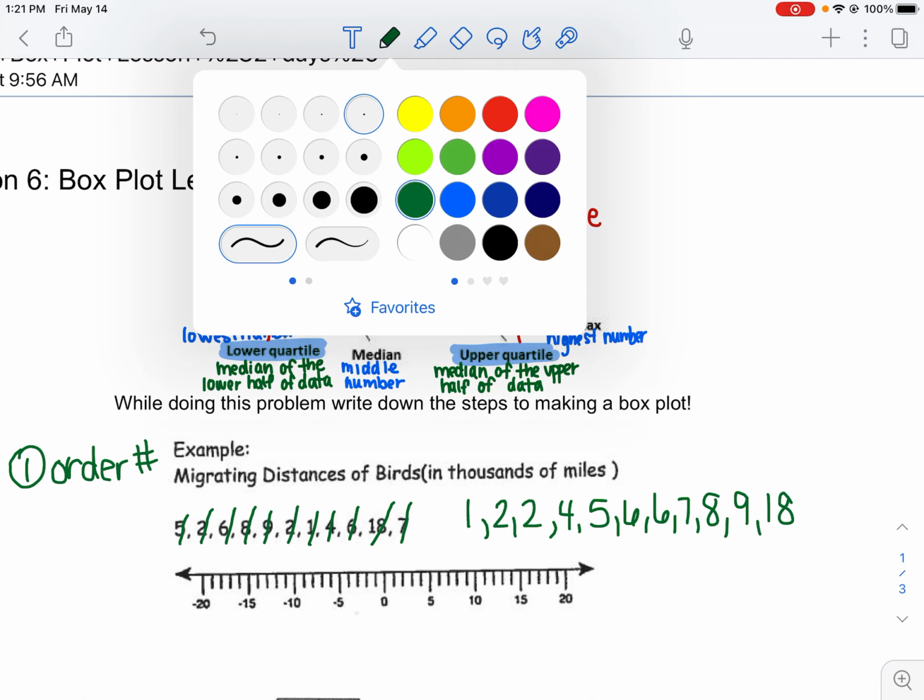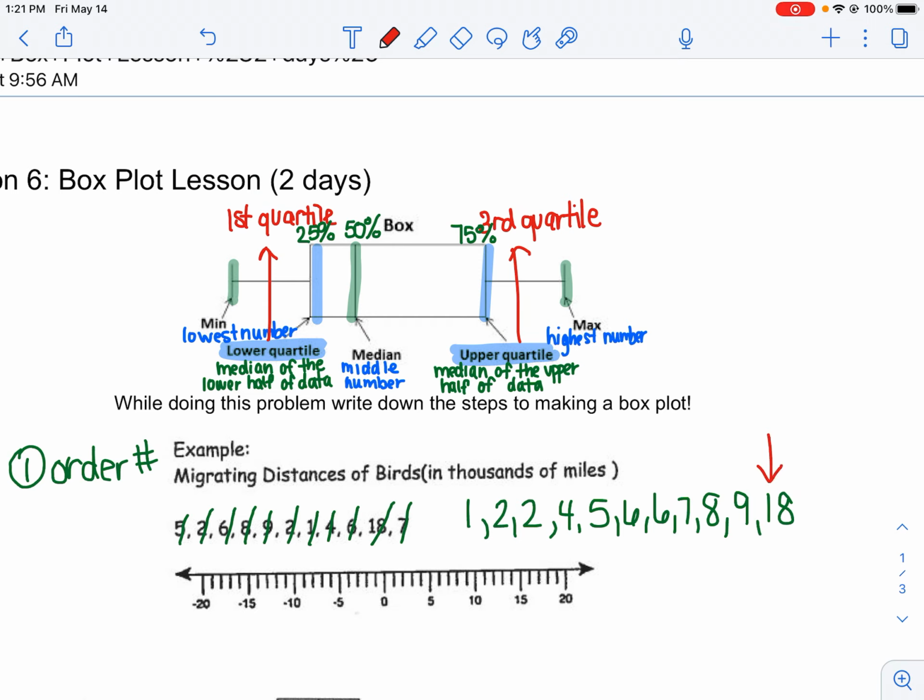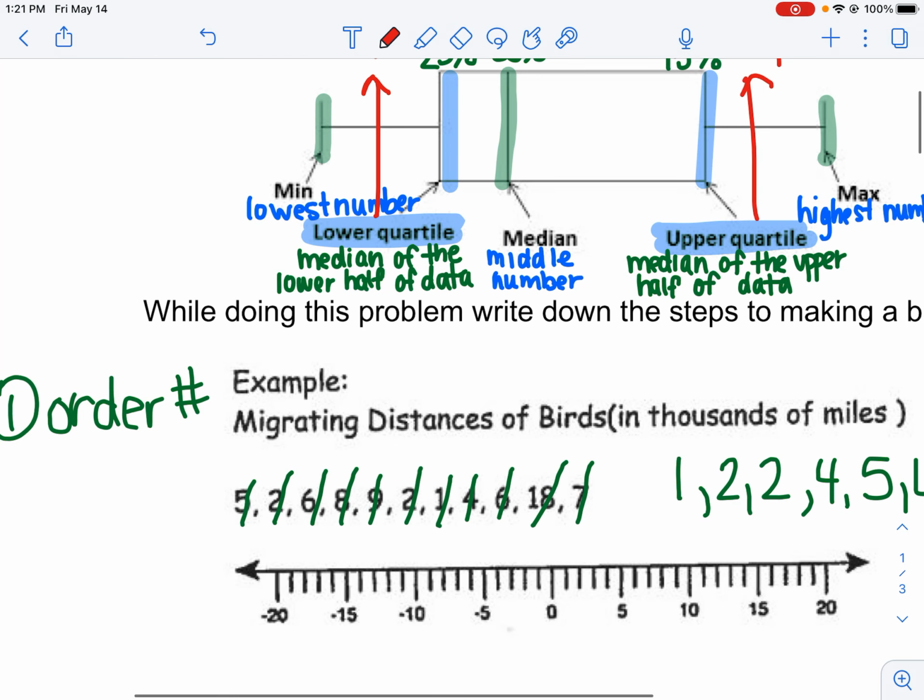And I actually want to kind of stop, and I want to talk about this number 18 as another definition. 18 is what we call an outlier. And in a data set, when we have an outlier, it skews our data to one side versus the other when we're talking about averages or medians. And so an outlier is something that is just not close in proximity to the other numbers in your data set. So we can kind of see that 18 hangs out way further away from 9 than 1 does from 2.